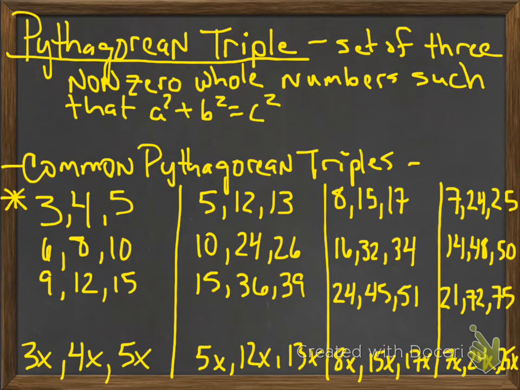And you can see multiples of that. And then 7, 24, and 25, multiples of that. Those are some of the most common Pythagorean triples. Keep in mind, if you want to say the ones on top are your base ones, all the ones below are multiples of those, like multiplying all the sides by 2 or by 3.